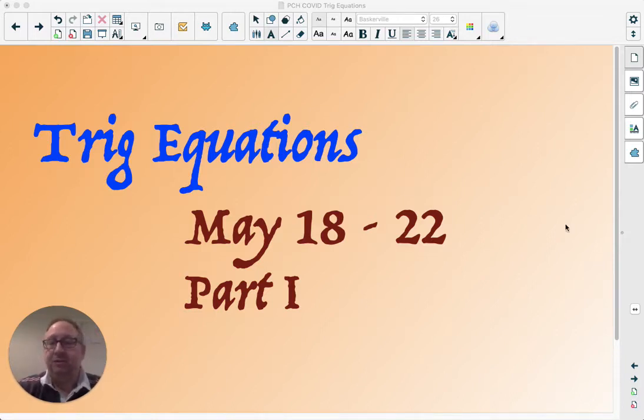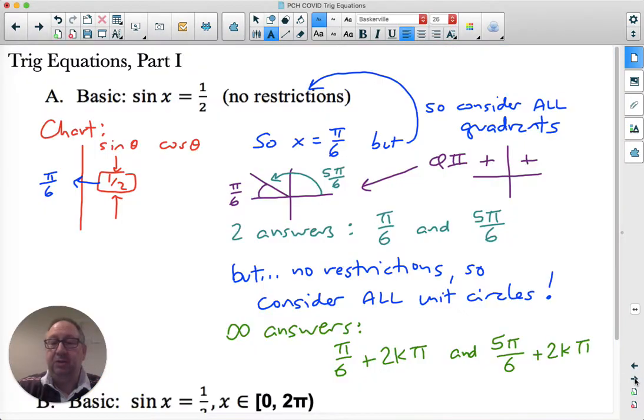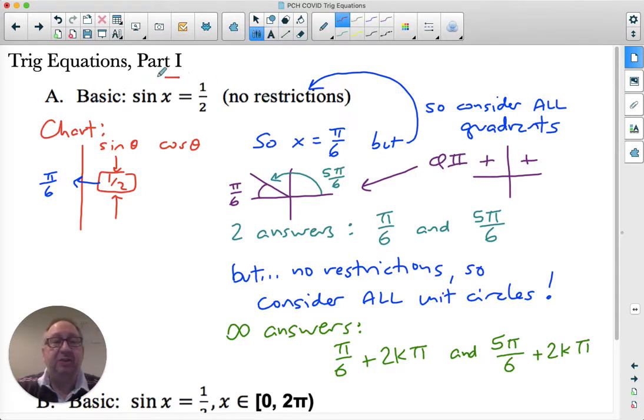This is part one. There's going to be a second half to this week. So here we go. Let me move ahead. All right, so what we're looking at here are trig equations, and this is a trig equation. It's just good old trig, solve for x. Now, it does say no restrictions, and we'll talk about that in a second.